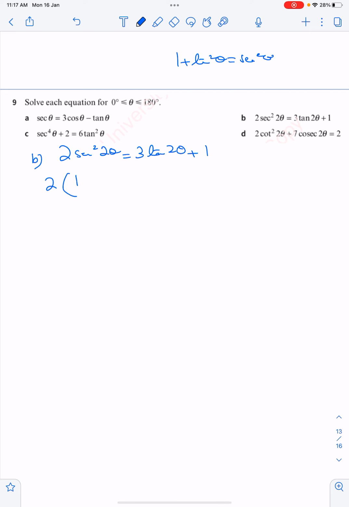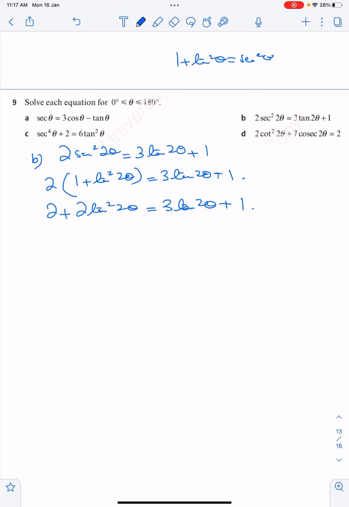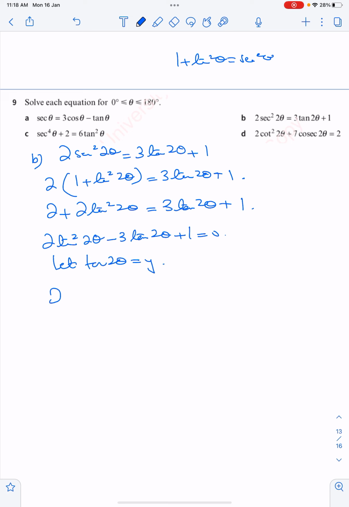So it will be 2 into 1 plus tan square 2 theta equals to 3 tan 2 theta plus 1. Okay, 2 plus 2 tan square 2 theta equals to 3 tan 2 theta plus 1. All the terms on one side, so 2 tan square 2 theta minus 3 tan 2 theta plus 1 equals to 0. Let tan of 2 theta equals to y, so it will become 2y square minus 3y plus 1 equals to 0. Breaking the middle term will be minus 2y minus y plus 1 equals to 0.